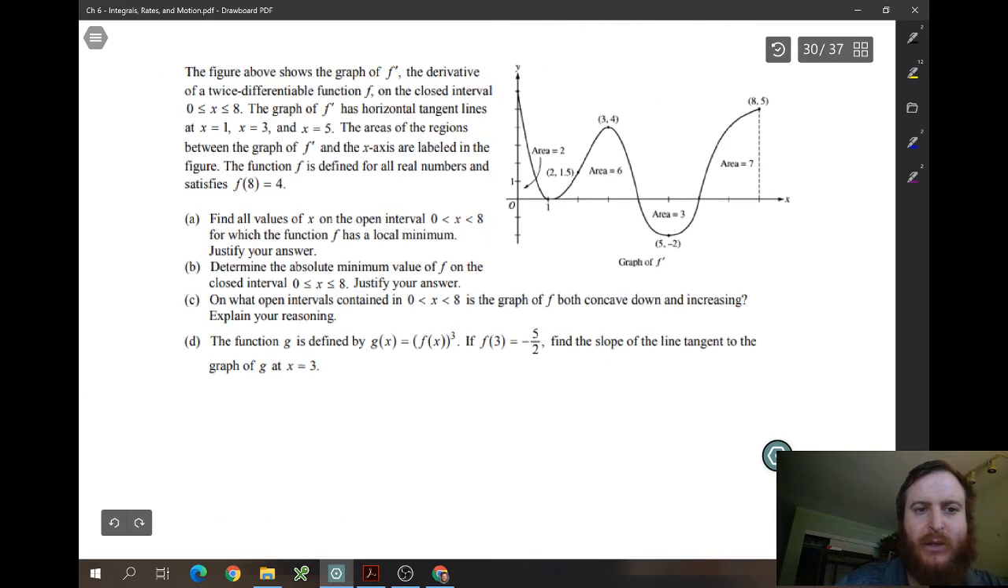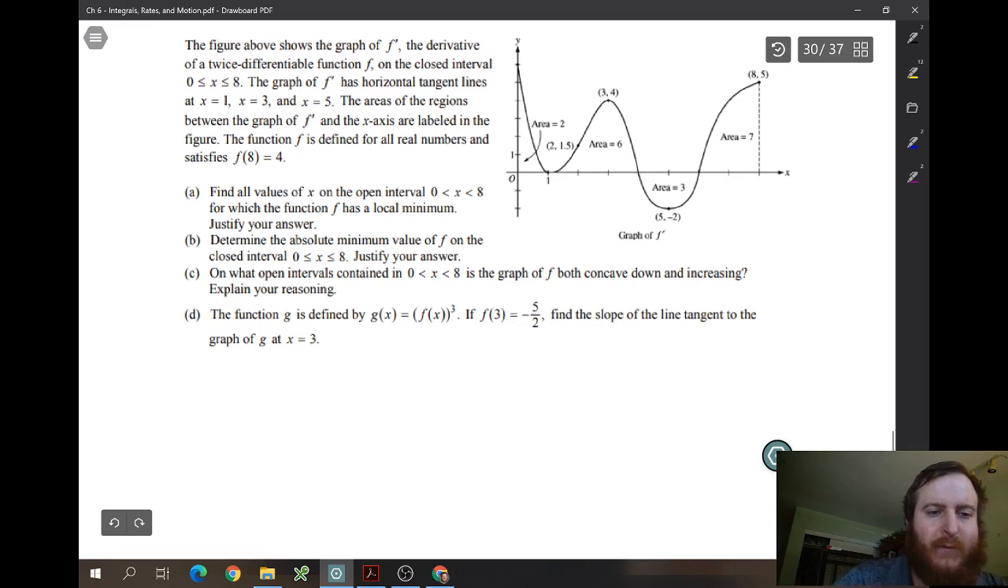Okay, next up, this is a great question about area under the curve. We're given this graph of f prime, and we're told where we have horizontal tangents, and we're also given the areas under the curves, and then we're told that f of 8 equals 4. So A says find all of our values where we have maximums and minimums. This is a kind of a repeat question from a lot of the earlier chapters, right?